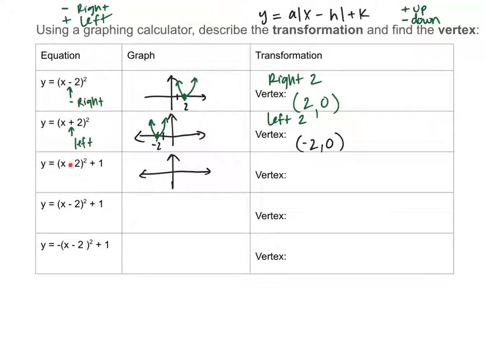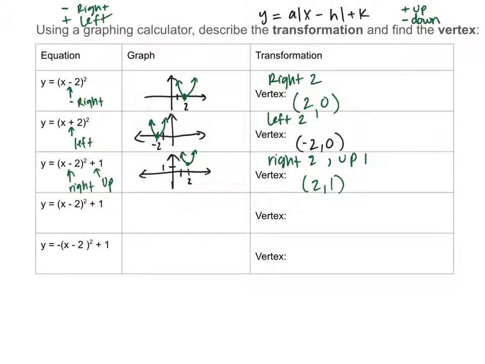I notice it's a minus 2, so that means I'm going right. But it's a plus 1 on the outside, so that means I'm going up. So this is going to be right 2, up 1. So that's going to be right here, and then it's going to open up with a U. So this is right 2, up 1, and so my vertex here is at 2, 1.